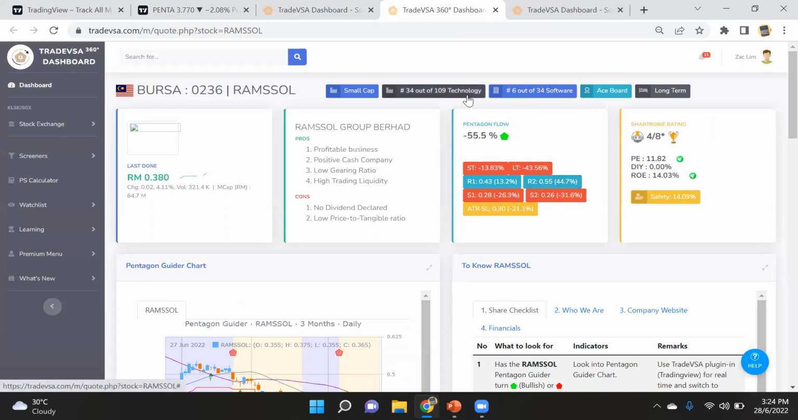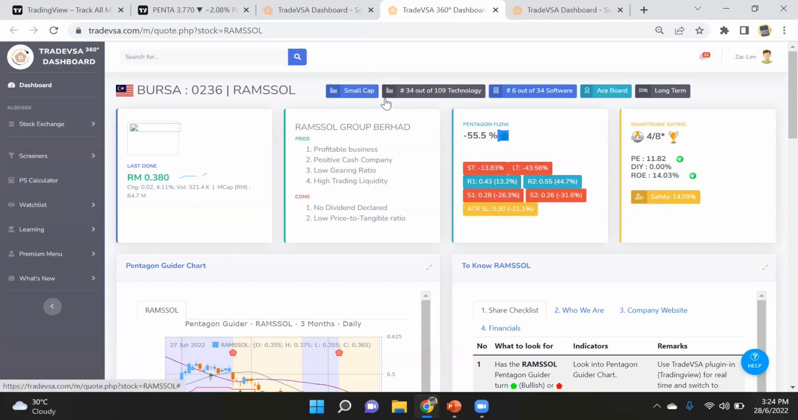Okay, so overall from this technology, the FA is pretty good. 4 out of 8. This is based on the Smart Ruby ratings. And let's say from these technologies, we got 109 technology stocks in KRSE. They actually rank 34. Software wise, 6 out of 34. So pretty good. It's in the green pentagon right now.